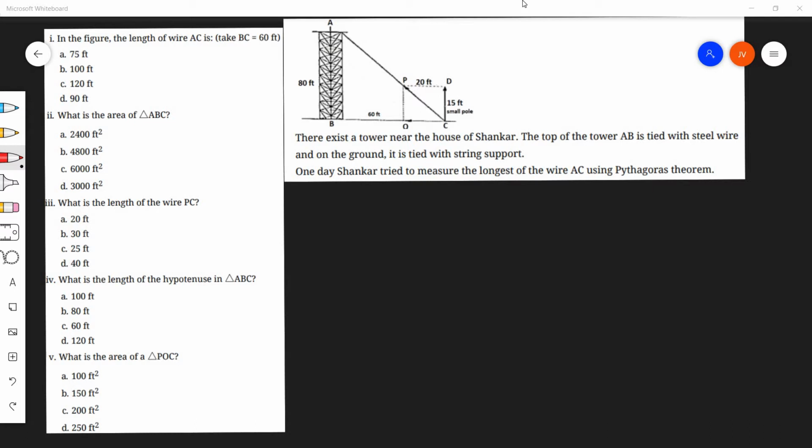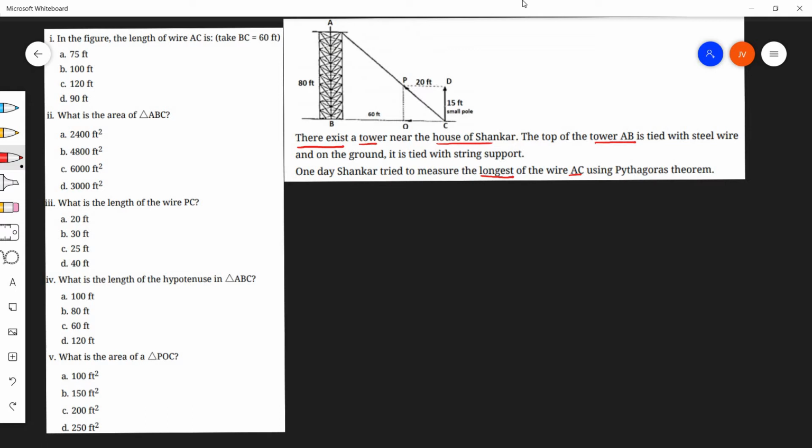Now here I read the case study. I'm underlining and reading. There exists a tower near the house of the person. The top of the tower AB is tied with a steel wire, and on the ground it is tied with a support. So there is a tower AB and that is tied, connecting the top to a point on the ground. One day Shankar tried to measure the length of wire AC using the Pythagoras theorem. So here the case study ends.